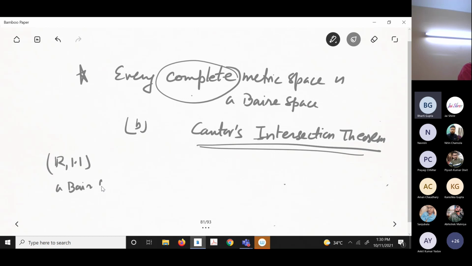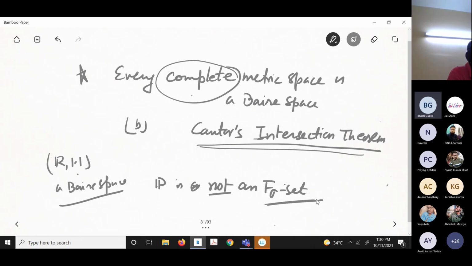And by using this, just now I was using that, you have proved that this is not an F sigma set. The fact that this is a Baire space, and so P is not an F sigma set, gives you many restrictions on your continuous functions. That's what I was explaining to you.